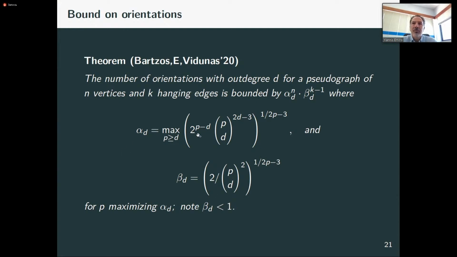To make life simpler, I can tell you that beta is always less than 1. So to bound this, alpha to the nth power times beta to t minus 1, where t is the number of hanging edges, one can ignore the beta term because it only helps me. But to simplify calculation, I could only maximize this parenthesis and get alpha to the n. And this is much better than Bézout's bound.